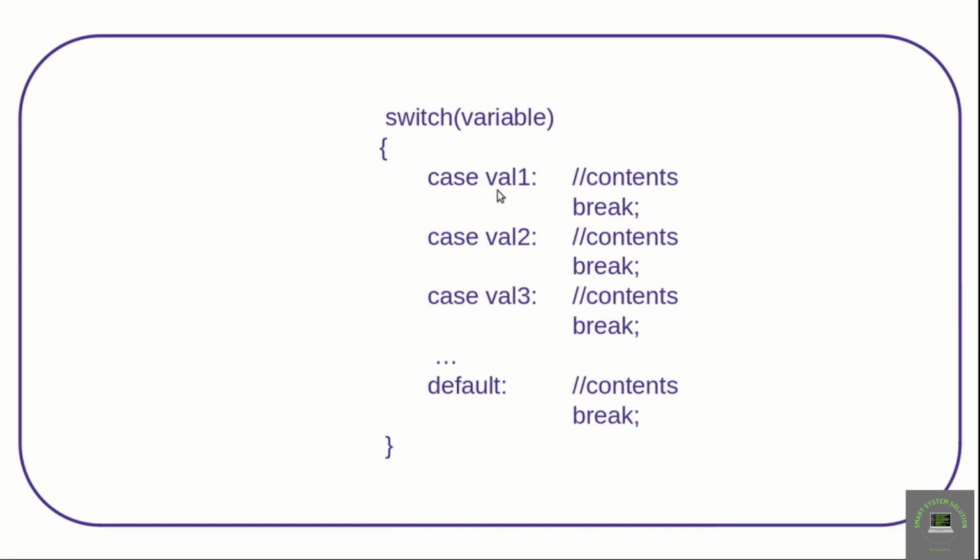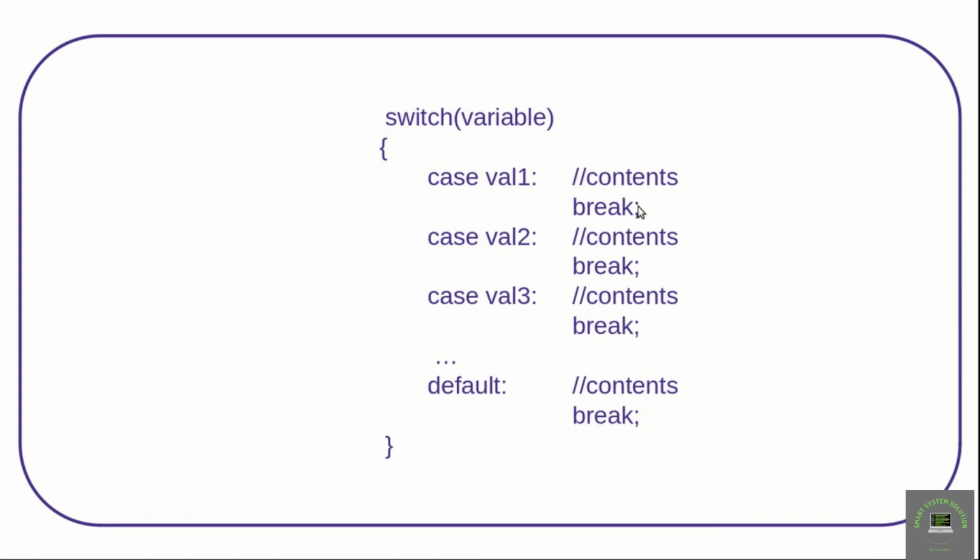Let us suppose that val1 and variable do not match. Then it will check the subsequent case, val2. If val2 and the variable's value match, then it will execute that particular case, and again when the break is encountered, it will jump out of the switch. The same pattern is followed until all the cases are exhausted. Considering all the cases' values do not match with the value of variable, then in the end the default is executed. The contents of the default case would be executed and then it will jump out of the switch.